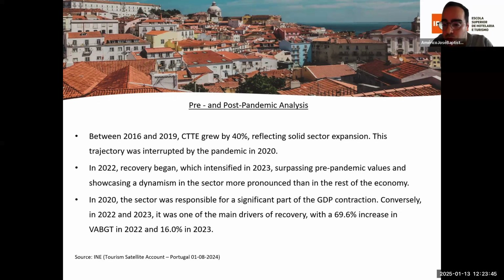In 2020, the sector was responsible for a significant part of the GDP contraction. Conversely, in 2022 and 2023, it was one of the main drivers of recovery, with a 17% increase in VGT in 2022 and 16% in 2023.